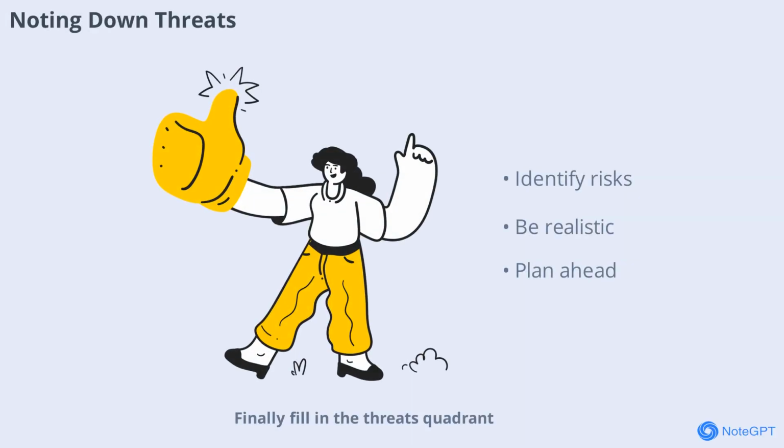Finally, fill in the threats quadrant. Consider all the external risks that could impact your business, from new competitors to economic shifts. It's important to be realistic and thorough in this section. By identifying threats early, you can develop strategies to minimize their impact and stay ahead of potential challenges.